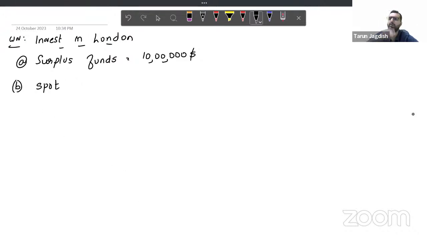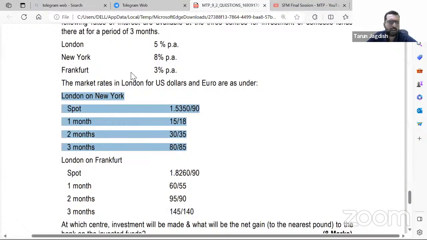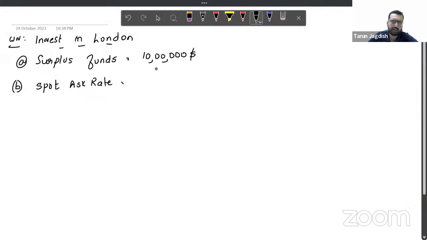Ask. Why? Because you give dollar, in return you get pound. The bank is selling pound, so it will be the spot ask rate. Everyone tell me, what is the spot ask rate in the question? 1.5390, correct? 1.5390 dollar per pound. All right.